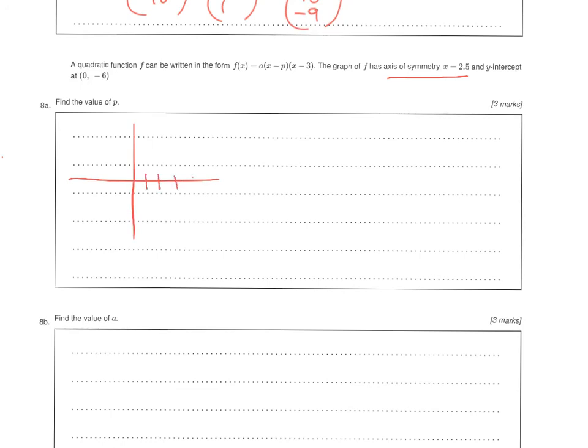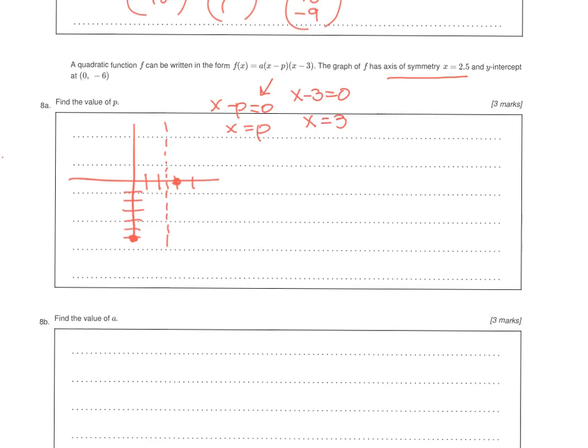1, 2, 3, 4. Here's 2.5. Here's the axis of symmetry. It also tells us a y-intercept of negative 6. So here's our y-intercept. It also gives us this equation, and there's something important here. Remember that this right here, those are the roots. So when we look at that, x minus 3 equals 0, that gives us one of the roots, x equals 3, which we can now draw. And then x minus p will give us one of our roots. So p is our other root.